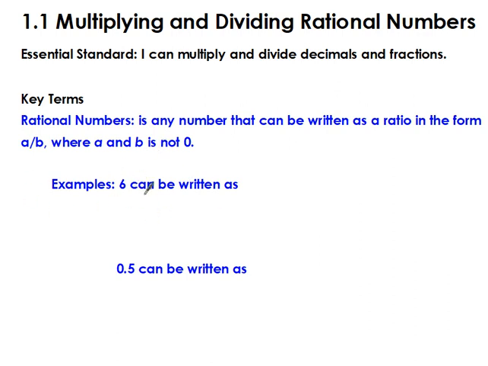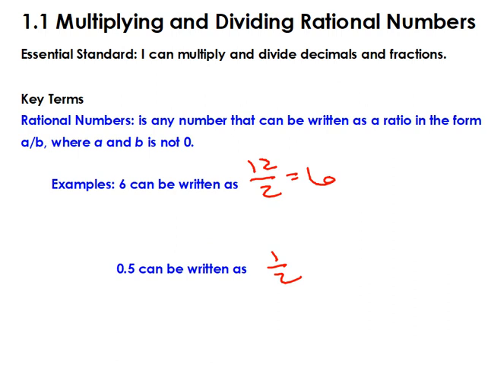So like an example, 6 can be written as a fraction. It can be written as 12 over 2, because 12 divided by 2 equals 6. So this is just a different way of writing 6. So 6 is a rational number. 0.5 is also a rational number, because that's the same thing as 1/2. So a rational number is any number that can be written as a fraction. Basically every number you guys know, almost just about every number that you guys know at this point, is a rational number.